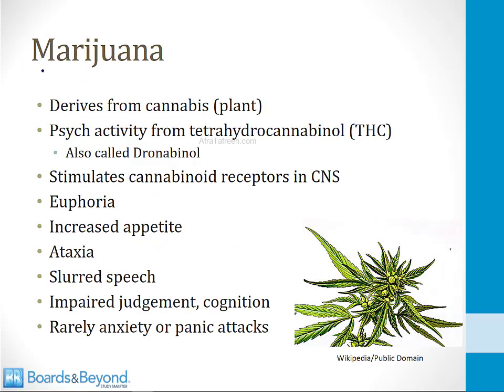I'll finish this video by talking about marijuana, which most people call pot. It derives from a plant called cannabis. People usually smoke this drug, and the psychologic effects are from a component of marijuana called tetrahydrocannabinol, or THC. It's also called dronabinol. This substance can stimulate receptors in the central nervous system called cannabinoid receptors, and when they do, it leads to the effects of marijuana.